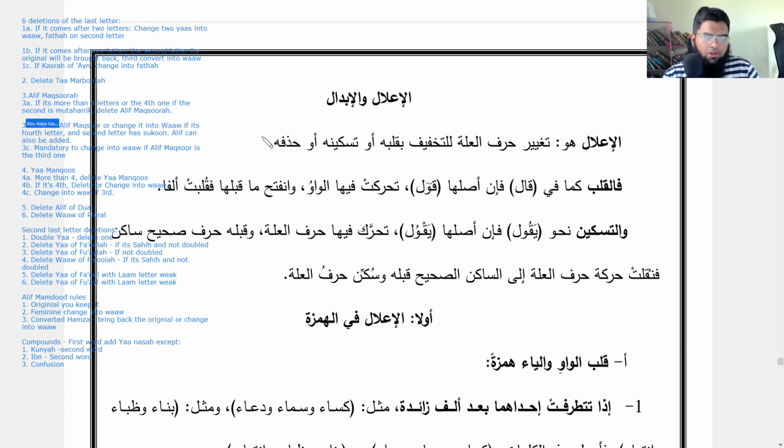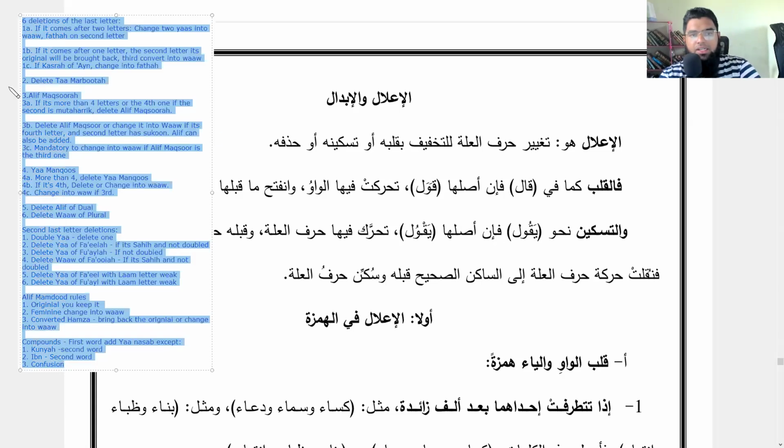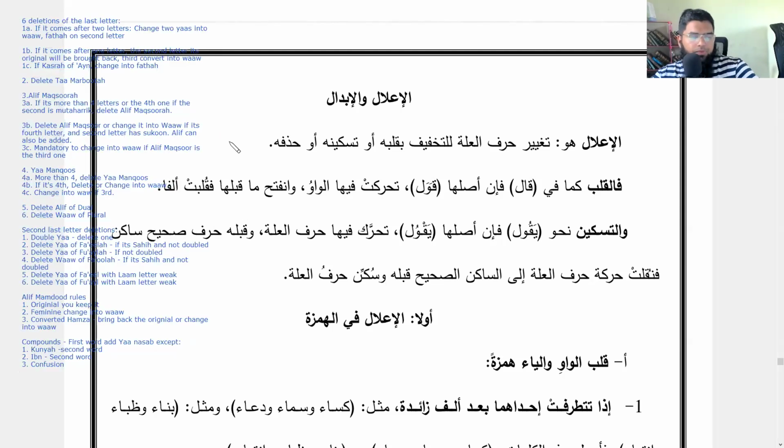This is the second last lesson. Inshallah, we'll start again, we'll do it in two sessions, inshallah ta'ala, which will be ibdal. Now we are actually going into detail, and this is a very important lesson for you to do. We just gave some hints in the starting, but now all the rules will come, inshallah, for ibdal. I'lal is weak letter. Ibdal is changing the weak letter into something more suitable.